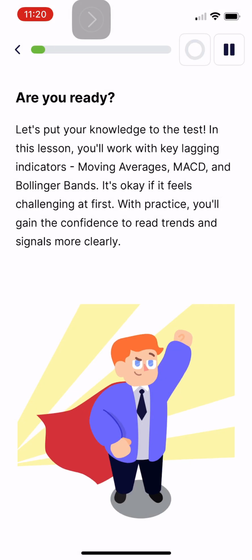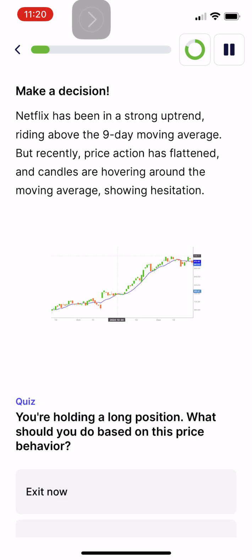Are you ready? Let's put your knowledge to the test. In this lesson, you'll work with key lagging indicators, moving averages, MACD, and Bollinger Bands. It's okay if it feels challenging at first. With practice, you'll gain the confidence to read trends and signals more clearly. Time for a quick quiz.